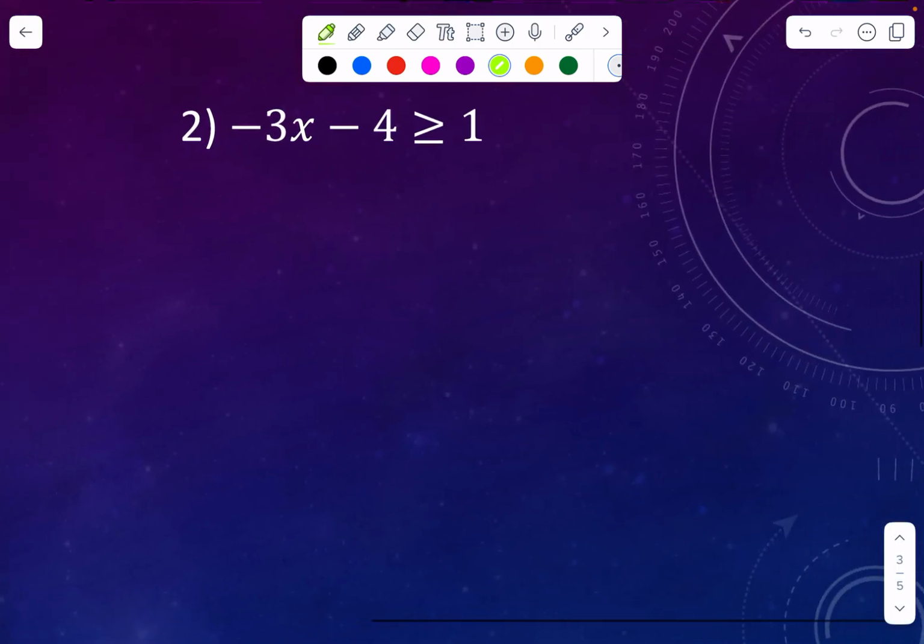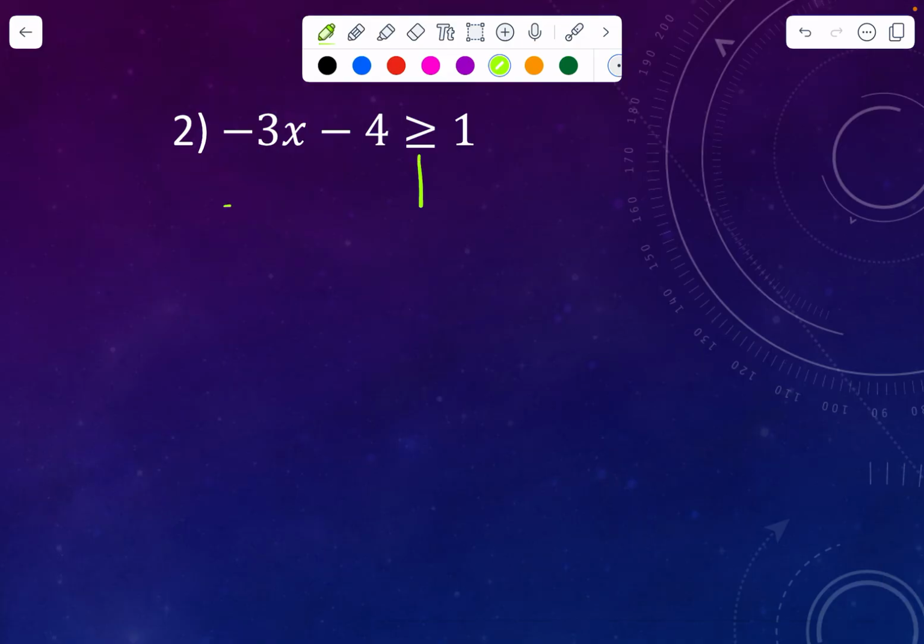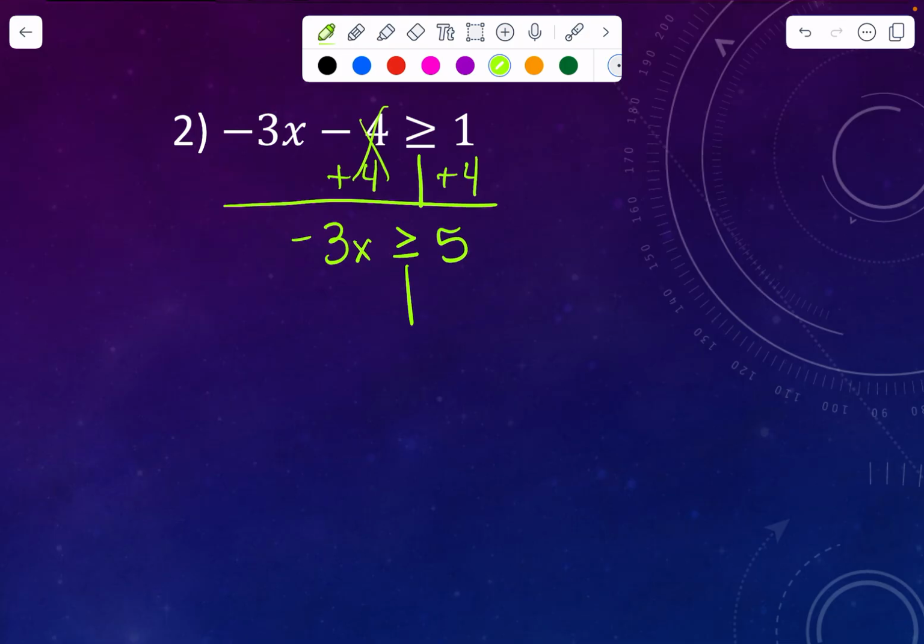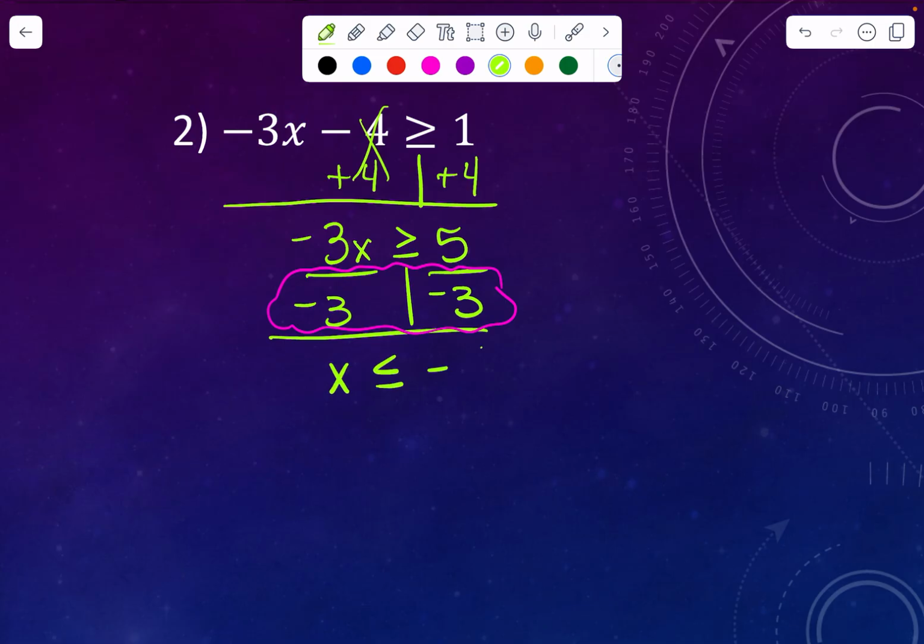Let's try number 2. So on number 2, I want to solve this. So I have negative 3x minus 4 is greater than or equal to 1. So I'm going to add 4 to undo it. So that gives me negative 3x is greater than or equal to 5. I then am going to divide that by negative 3. Now, this is that time that special rule shows up. We divided both sides by a negative. So that's going to give me x is less than or equal to negative 5/3.